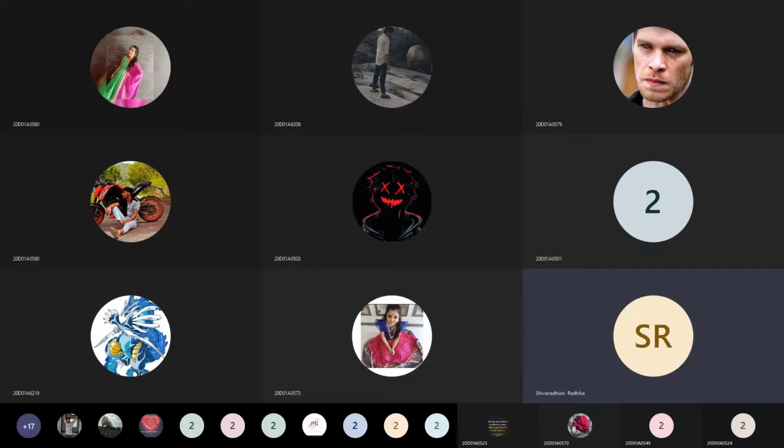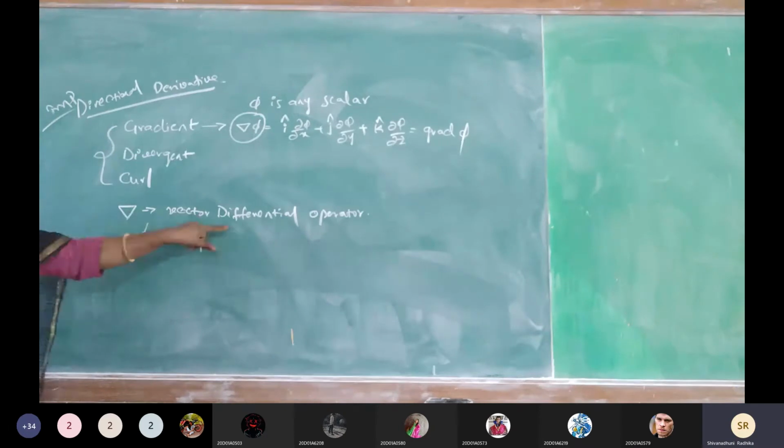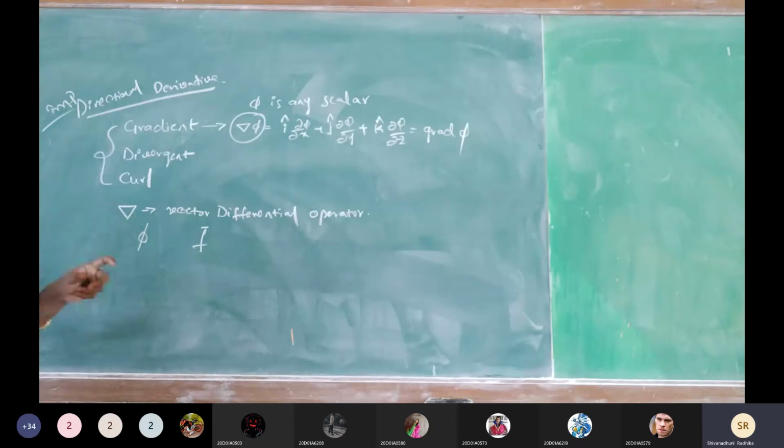In the fourth unit, there are three topics. Once again, I am going to repeat: the three topics are gradient, divergence, and curl. Among these, all three topics are very important. These three topics involve the vector differential operator, and we are going to find some quantities of scalar point functions and vector point functions using the del operator.